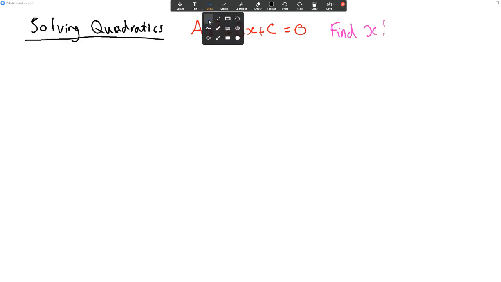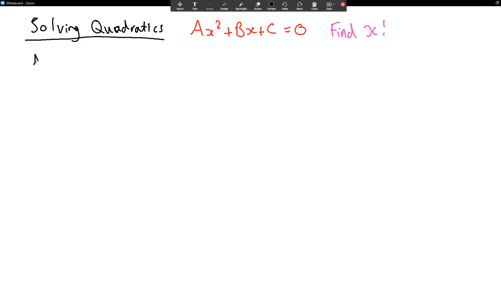So in this video we'll learn two methods to find x in a quadratic, and in the next video we'll learn another method. So you'll have three methods for solving quadratics. So let's start with method 1. And this is using factorization, something that we learned in the last video.